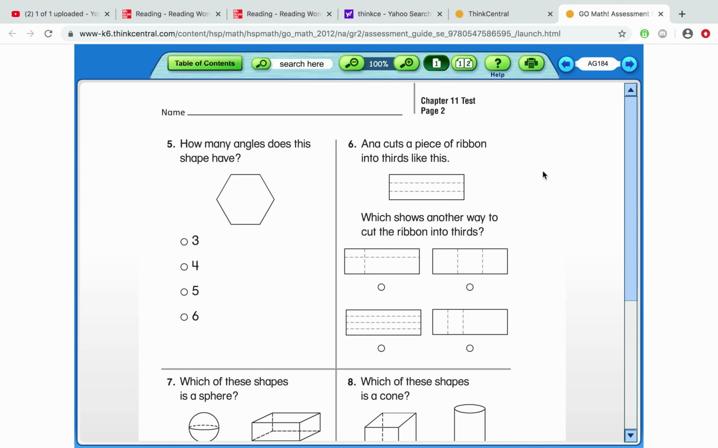Let's take a look at number 6. Anna cuts a piece of ribbon into thirds like this. Remember, thirds is 3 equal parts. Gotta be equal. Which shows another way to cut the ribbon into thirds? Okay, you're going to have to kind of draw this out if you're using plain or lined paper. Which one represents a ribbon divided into thirds or partitioned into thirds in another way?